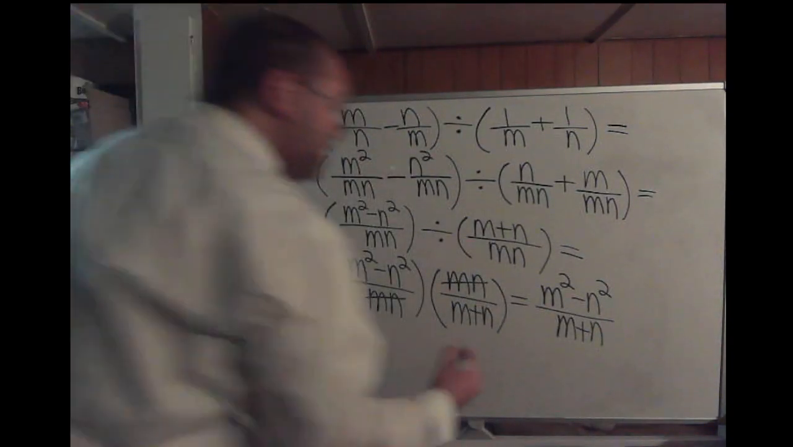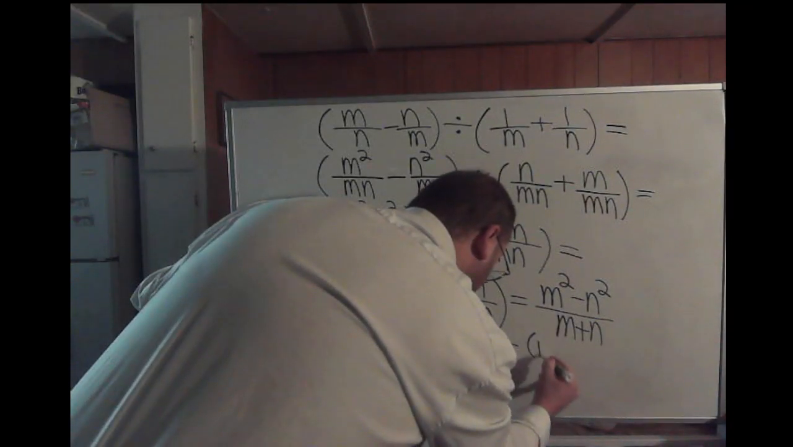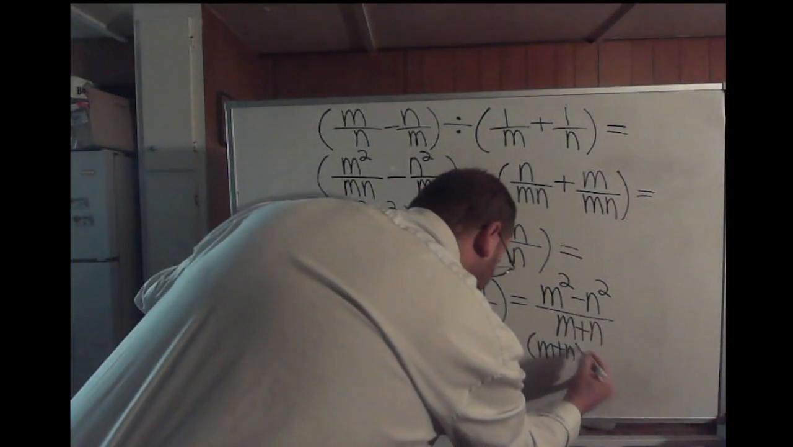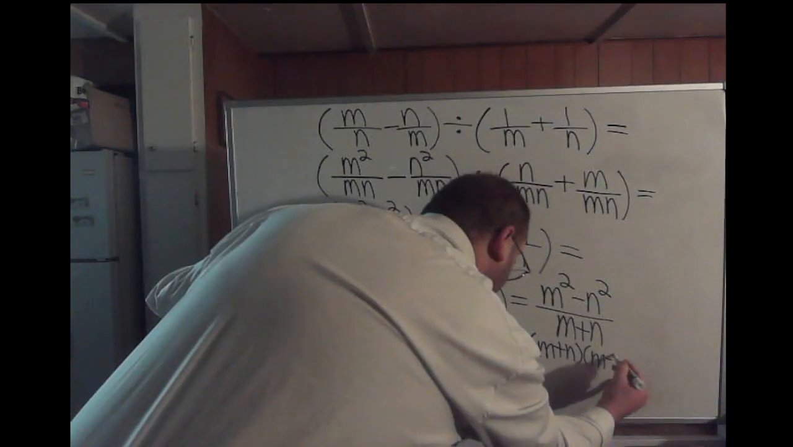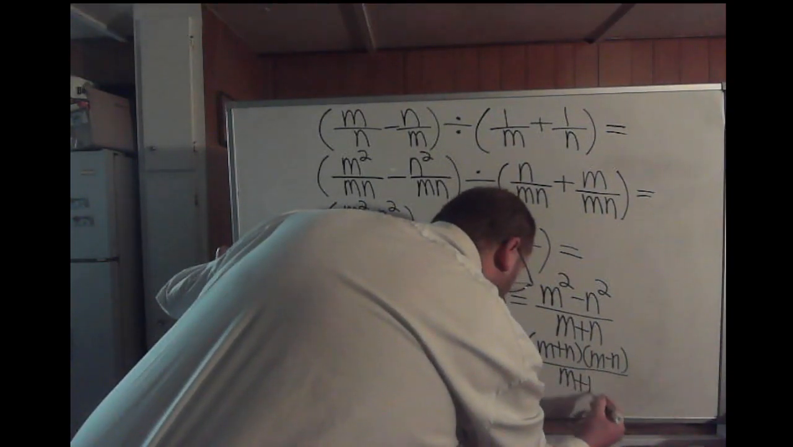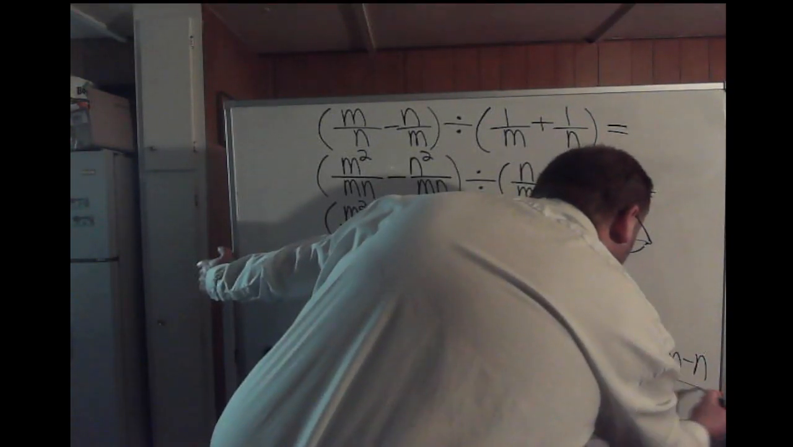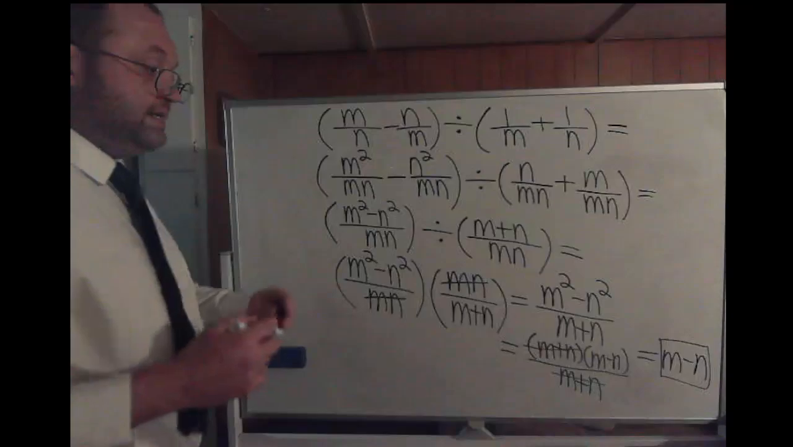minus n squared all over m plus n, which we know m squared minus n squared does factor further. You would have m plus n times m minus n all over m plus n. Well, between the numerator and denominator, the m plus n's cancel out. All you're going to get for your answer is m minus n. And that would be your final answer, m minus n.